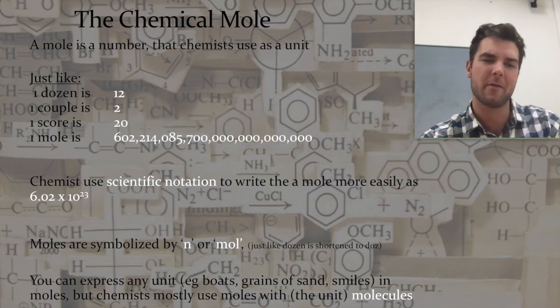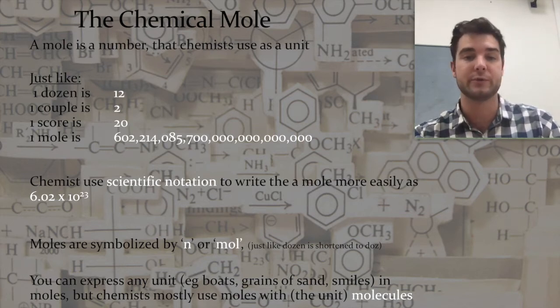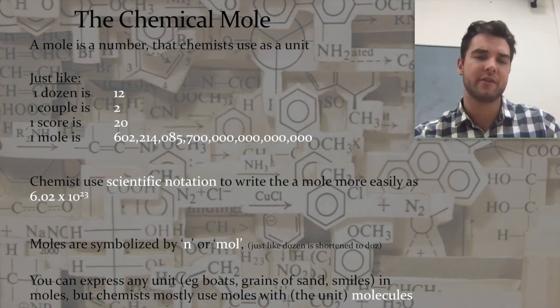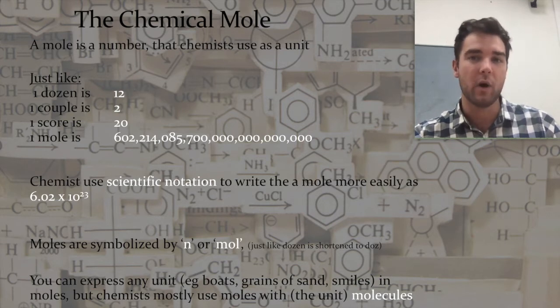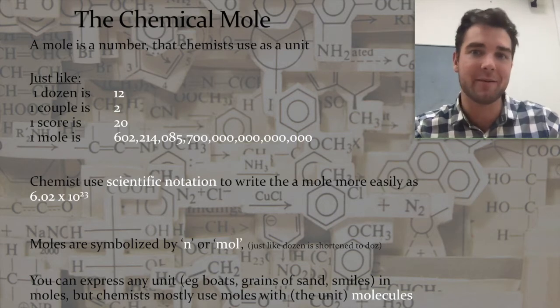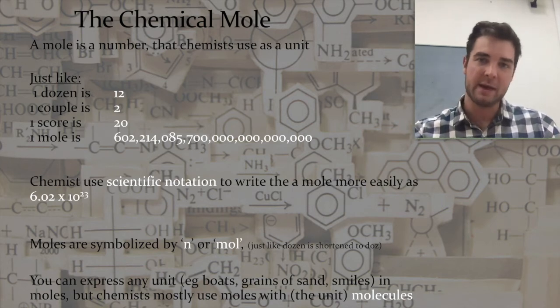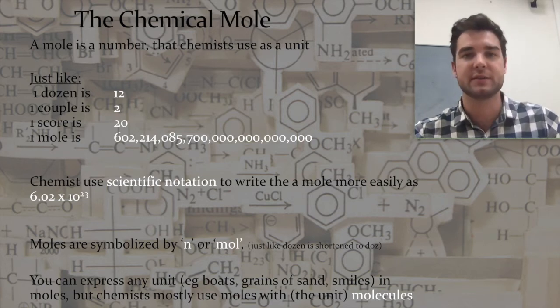You can go further than that, but usually 2 is okay. Some chemists like to use 6.022. And moles are given the symbol n, not M, but n. Why? Because M is already taken, meters, right? If you want to abbreviate it a little bit more, mol. Don't include the E on the end there. Maybe just like a dozen is shortened to doz.